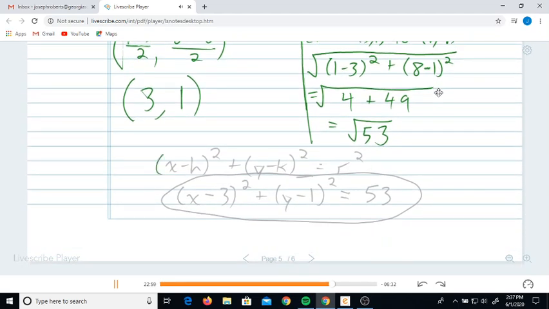So there we have our center, there we have our radius, so we can write the equation of the circle. So that's x minus h quantity squared plus y minus k quantity squared equals radius squared. Punching in what we know, h is 3, we know k is 1 because those are coordinates of the center, and the radius is square root of 53. Well, the square root of 53 squared is just 53, and there's our equation. Alright, that's a wrap on circles.